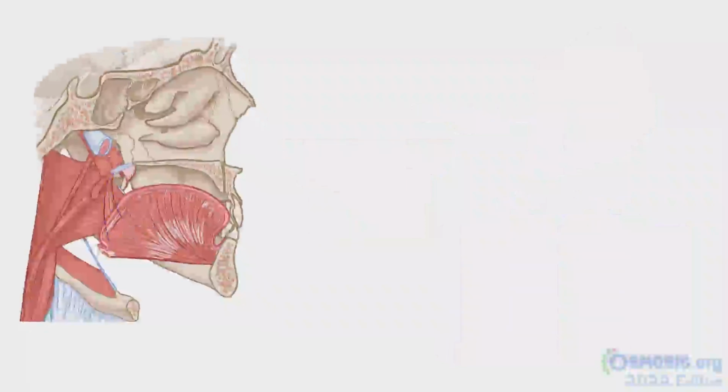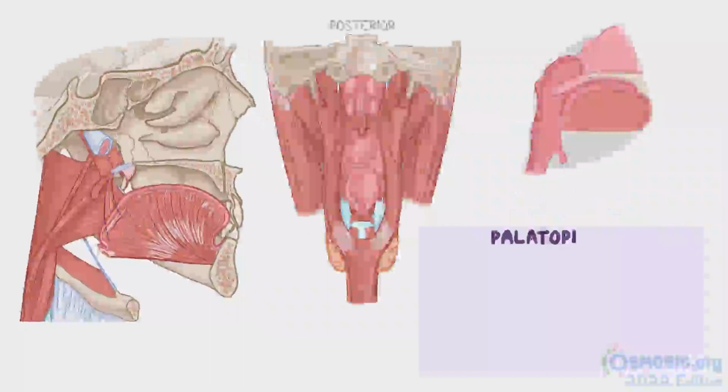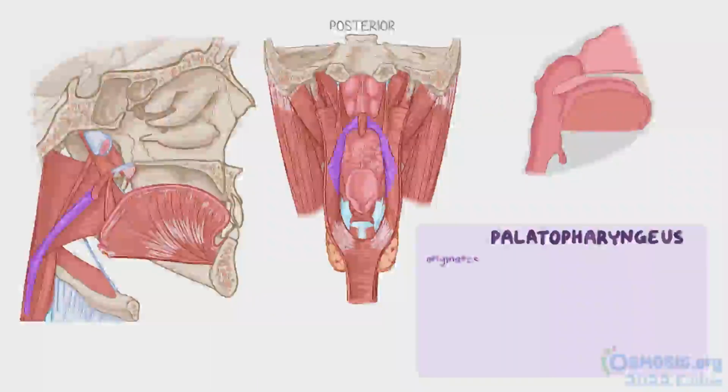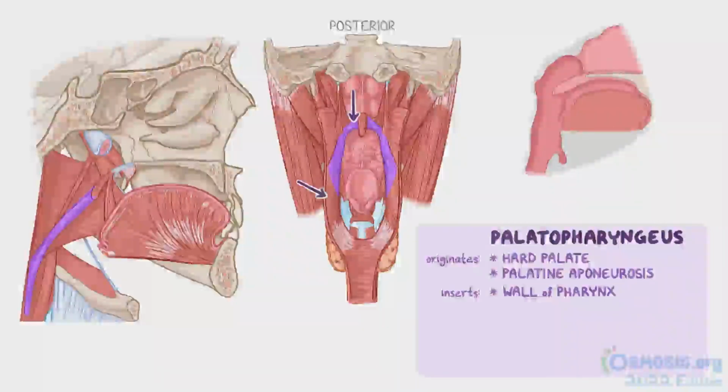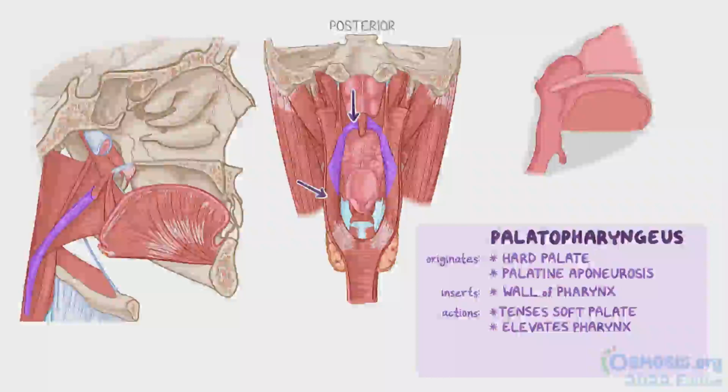Something similar happens with our next muscle, the palatopharyngeus. It originates on both the hard palate and the palatine aponeurosis, and runs postero-inferiorly to insert on the wall of the pharynx, bringing these structures together when it contracts. Therefore, the palatopharyngeus tenses the soft palate and elevates the pharynx. This muscle is also innervated by the pharyngeal plexus.